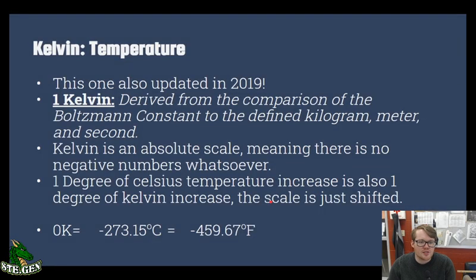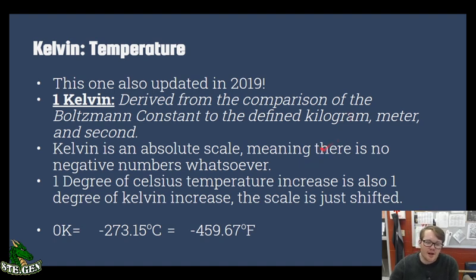Kelvin temperatures, this one is actually also updated in 2019. It's now derived from the comparison of the Boltzmann constant to the defined kilogram, meter, and second. So basically, they defined meter, they defined second. We had a new definition of kilogram. That new definition of kilogram combined with another constant allowed us to make a specific calculation to determine what 1 Kelvin exactly is. Kelvin is an absolute scale, which is why it's actually used over Celsius.